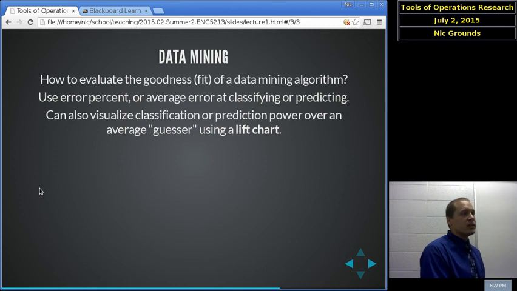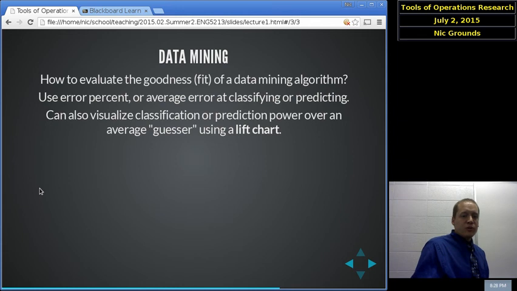Another way we can visualize the fit or the goodness of a data mining algorithm is a technique or a tool called a lift chart. And lift charts are sort of complex things. I'm going to try to explain it as simply as possible, but I'm going to gloss over a couple details. If you really want to understand lift charts, you can certainly go and research them more in depth. You won't need to for this class, but if you're just interested, you can.